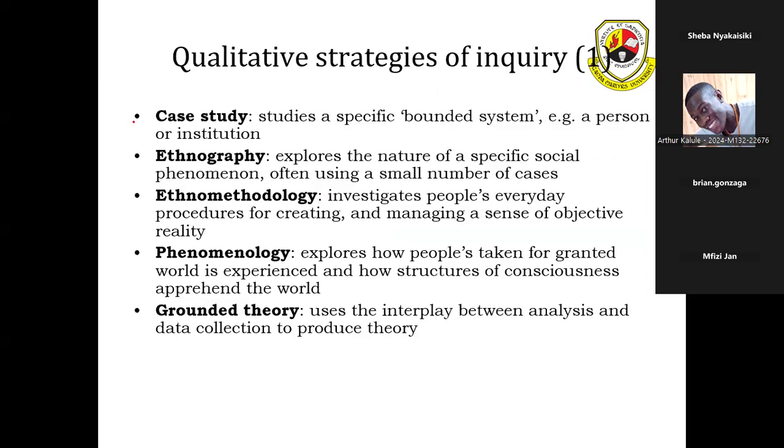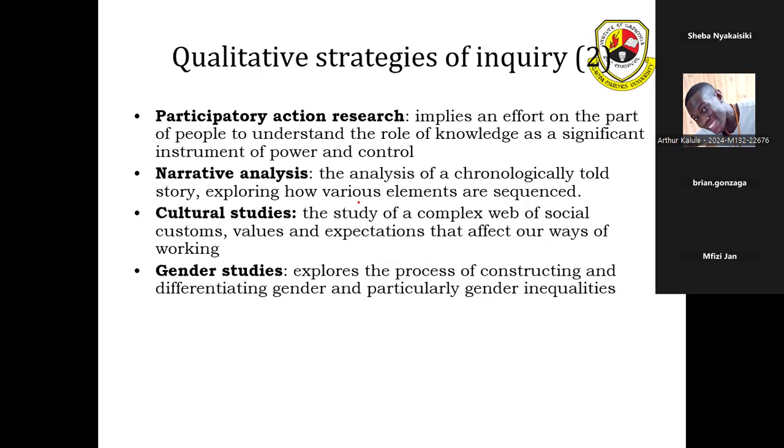So normally we are looking at case studies. So we're looking at a phenomenon which is bound within a specific system or a certain context. We are looking at ethnography, so we're exploring the nature of something, the nature of a phenomenon. So all of these basically talk about the nature of qualitative research.